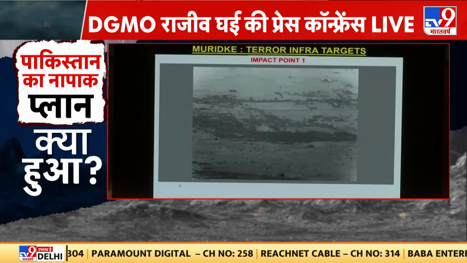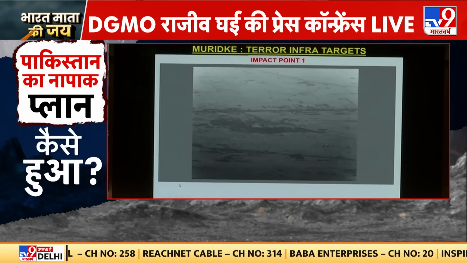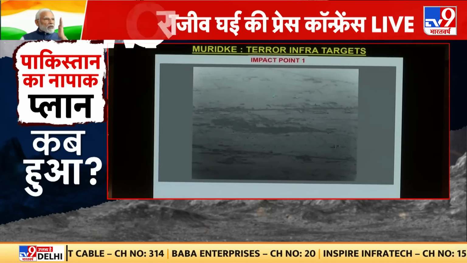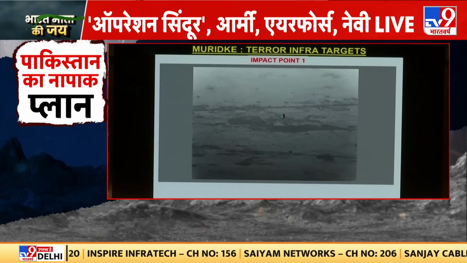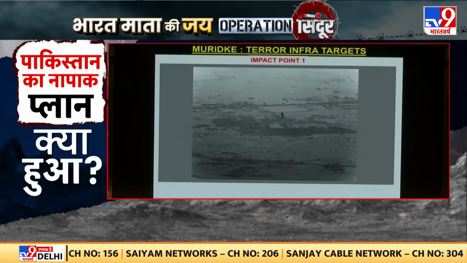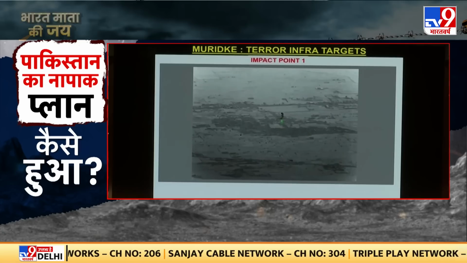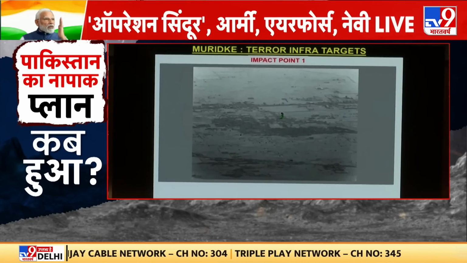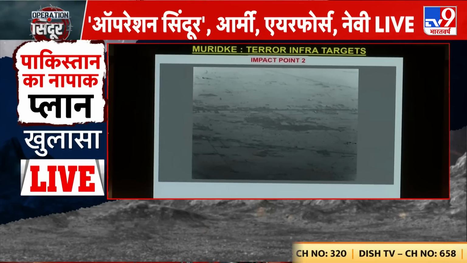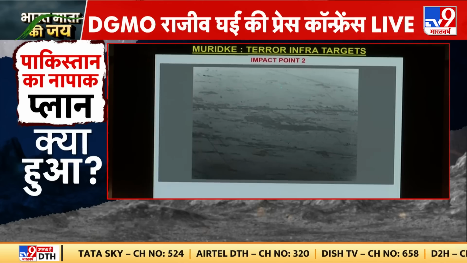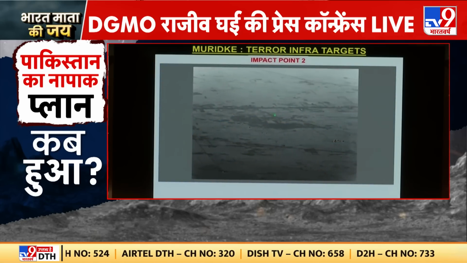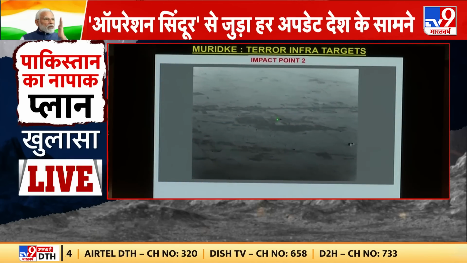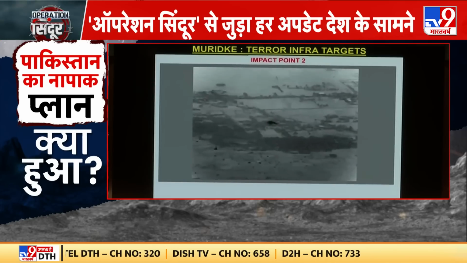If you relate, the empty ground is here, and you see this is the first weapon that is impacting. This is the impact point number 1 on the Muridke training camp with our precision guided weapons on the early morning of the 7th. Next, please. Keep your eyes glued for the second weapon coming in, and the second impact on the selected target point.